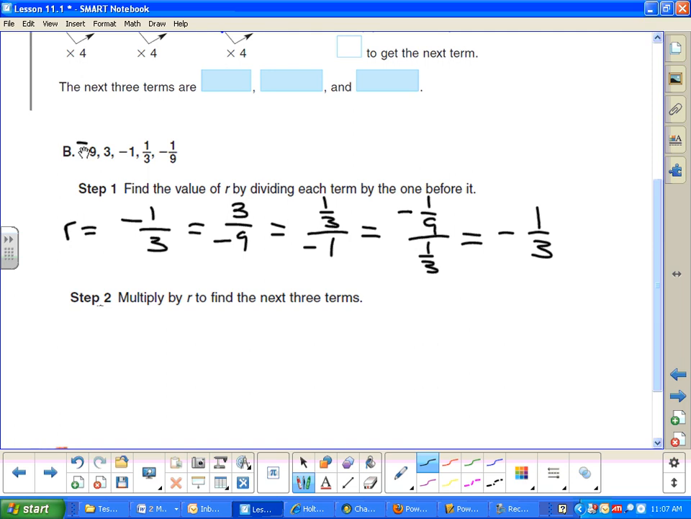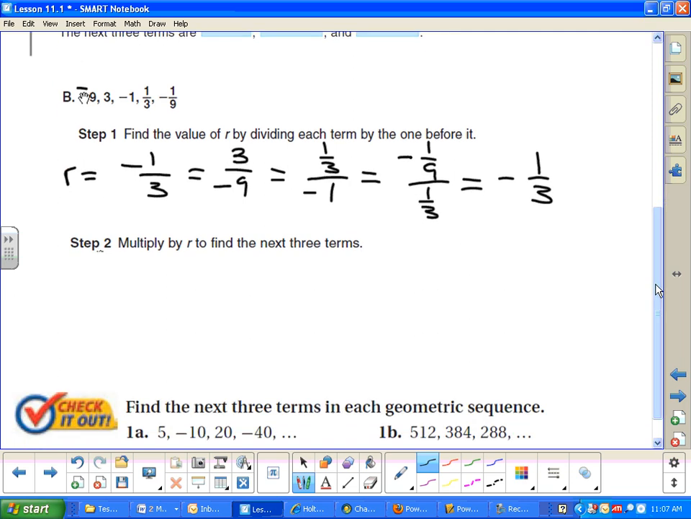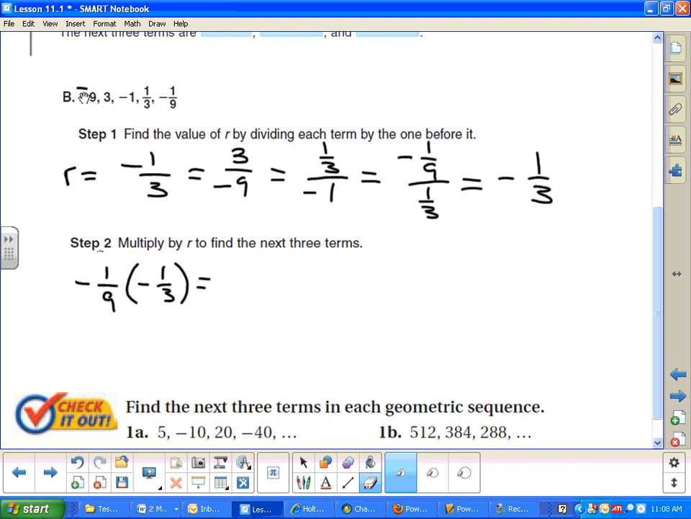All right. So to find the next three terms, we'll start with negative 1/9, and we'll multiply that by negative 1/3. We found our common ratio of r. The last term they gave us was negative 1/9. So we multiply negative 1/9 times negative 1/3, and we get 1/27. Then we take that number and multiply it by negative 1/3.